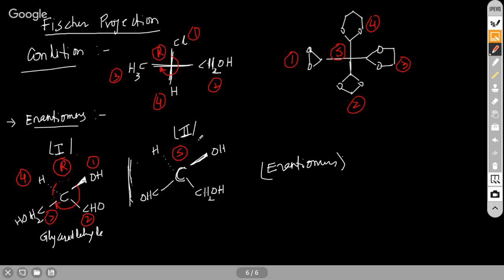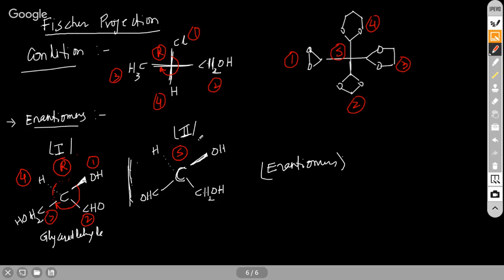Okay guys, any doubt? Did you understand this? Wait, Aditya, wait. So enantiomers, if you have to find out, the molecules must have the same molecular formula but they must have opposite configuration. Correct? This is very important.